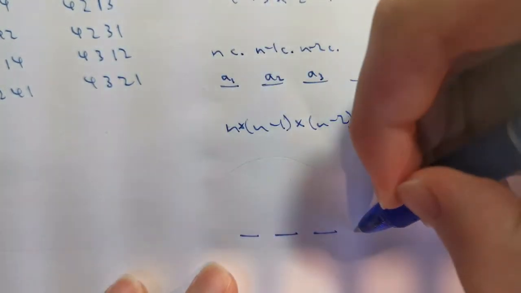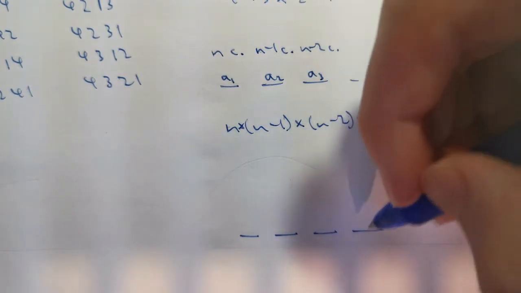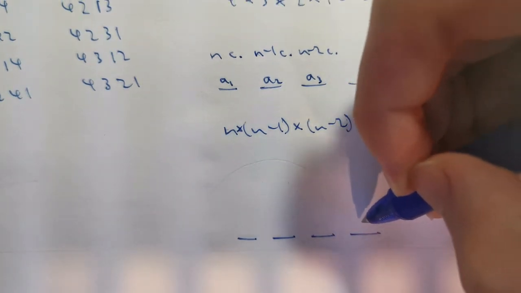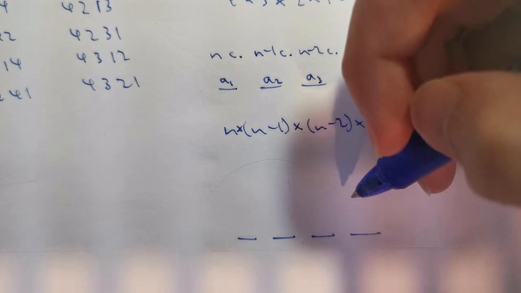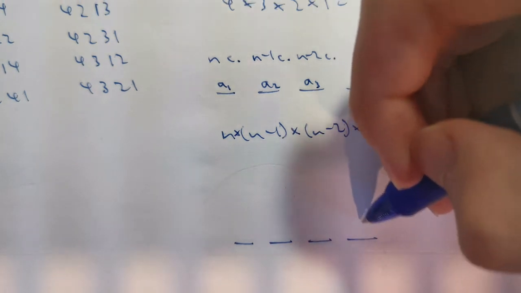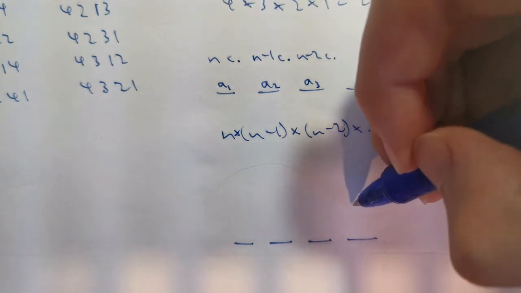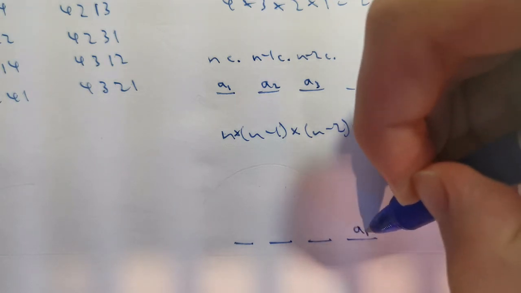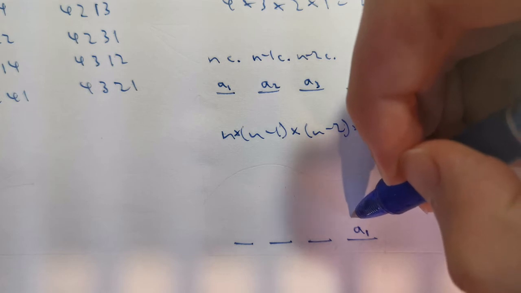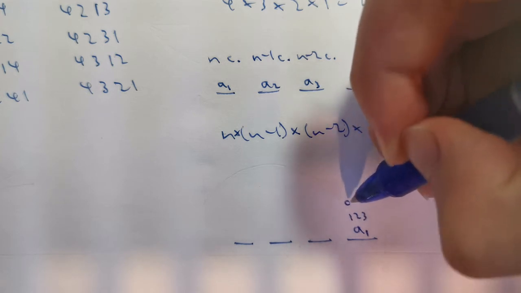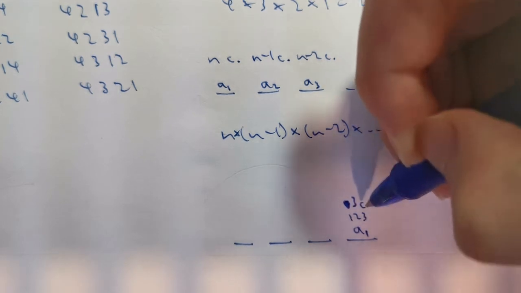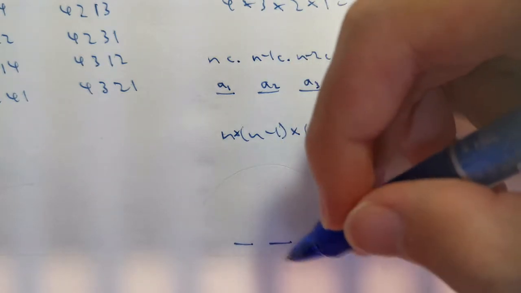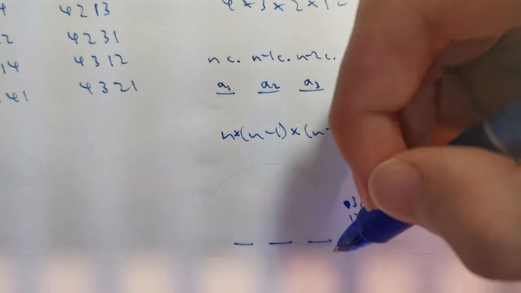So here's the 4-digit number. Let's say you choose your number. Since 4 cannot be the last digit, we choose the last digit first. Let the last digit be A1, then it could be 1, 2, or 3. So there are 3 choices. Then afterwards you just choose the remaining 3 digits in whatever order you wish.